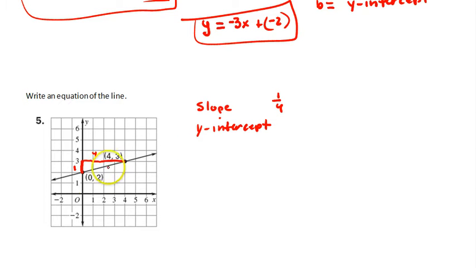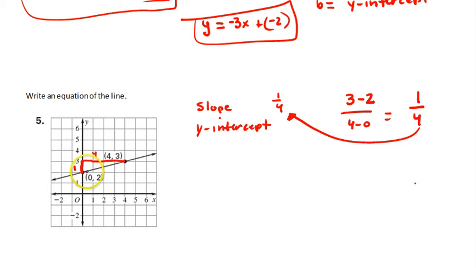I could also solve it by looking at my 2 points, and I could take my difference of my y-coordinates, 3 minus 2, and the difference of my x-coordinates, 4 minus 0. And I would get 1/4, which is what I found for my slope. So I know my slope.